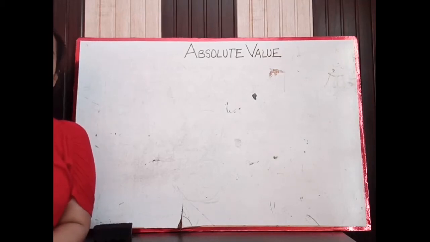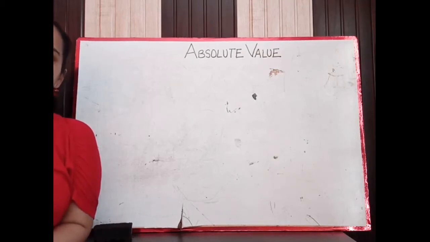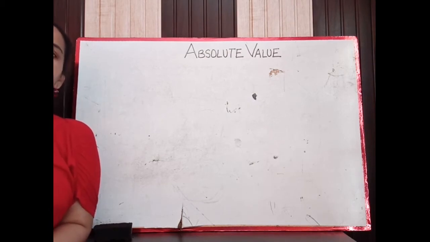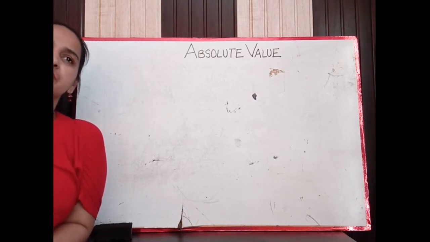This is Rekha Kaushik here. Welcome to the second lecture of integers. In the first lecture, we had learned what integers are, how to represent integers on a number line, how we can compare the integers, and after comparing, how to write the integers in ascending order and in descending order. Now, in this lecture, first of all, we will discuss absolute value.